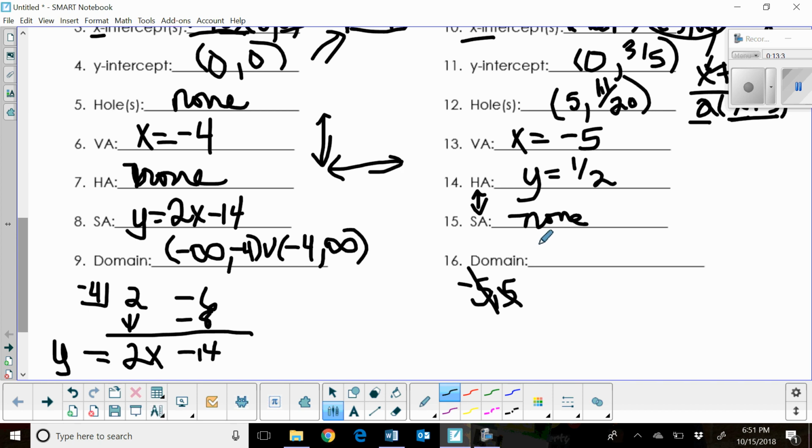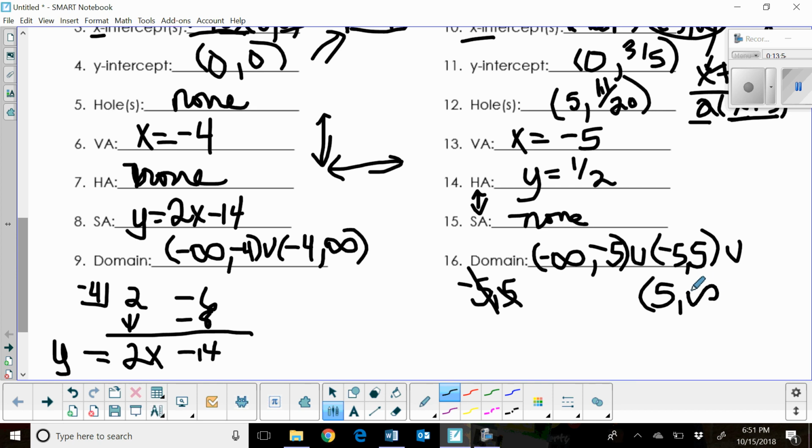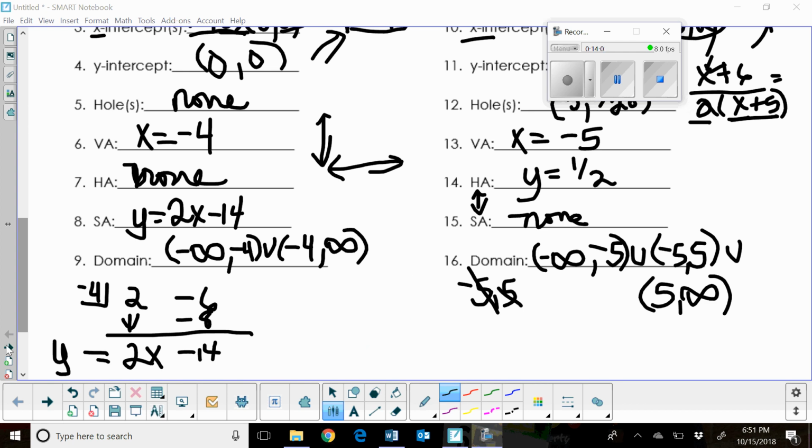So I've got to write this from smallest to largest, so negative infinity up to negative 5. Then it jumps over negative 5 because that's the asymptote. Then I'm going to pick up on the other side of negative 5, and I'm going to go up to my hole at positive 5. And then it jumps over the hole, and then I'm going to pick up on the other side of the hole, and I'm going to go to positive infinity. So right there we have our domain.